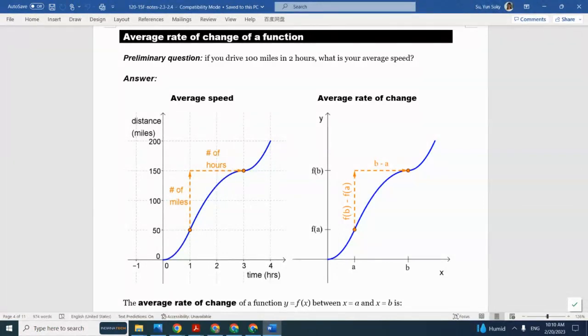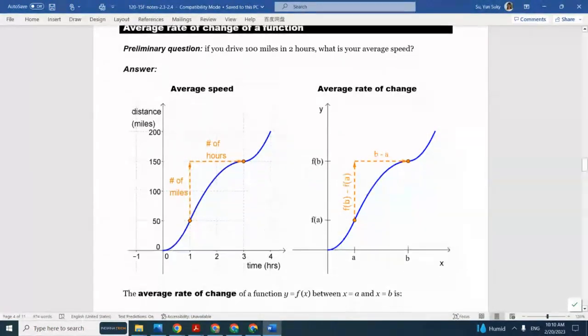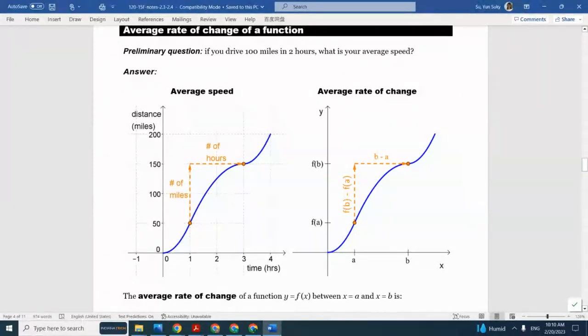Average rate of change of a function. If you drive 100 miles in 2 hours, what is your average speed? Well, we know speed is distance over time. Distance is 100 miles. Time is 2 hours. So 100 over 2 is 50 miles per hour. So that is the average speed.